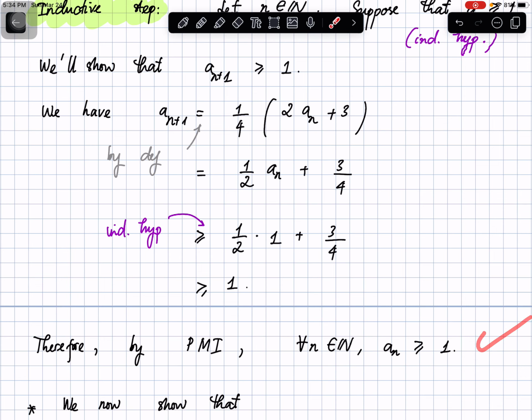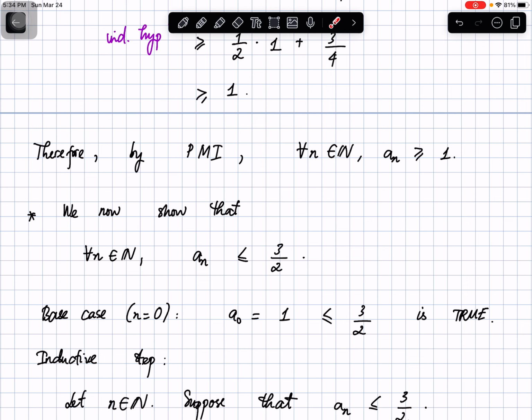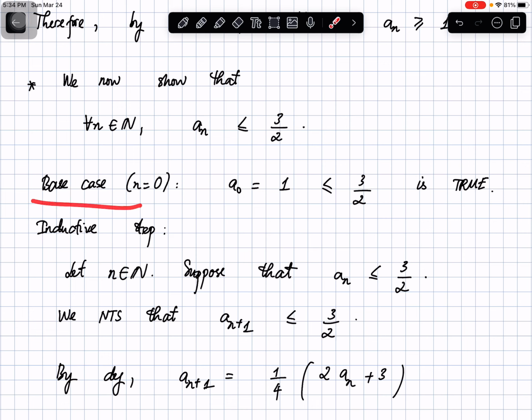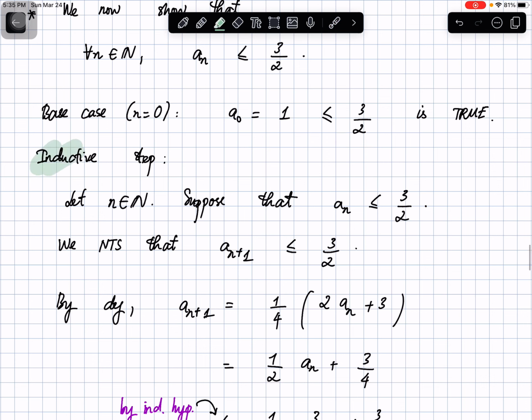So we did that. So the second inequality we need to show is that a_n is less than or equal to 3 over 2 for all natural number n. Similarly, base case n equal to 0, we have a_0 equal to 1, less than or equal to 3 over 2. This is true. Inductive step, we need to show that for all natural number n, so let n be a natural number. Suppose that it is true for n, so a_n is less than or equal to 3 over 2. So P(n) is true.